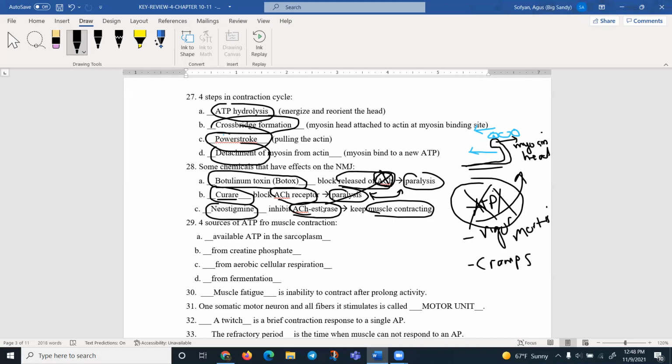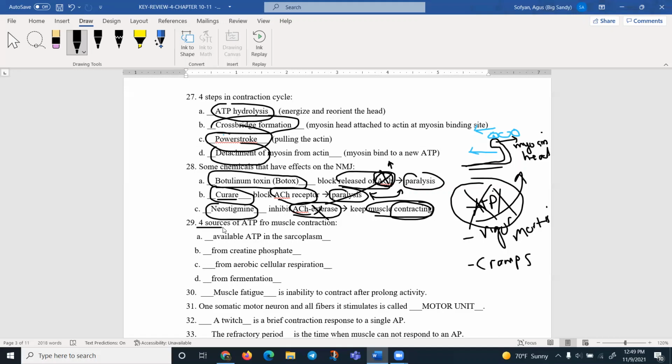If we don't have this acetylcholine esterase, then acetylcholine will keep increasing in the synapse, and it might cause tetanus, which is when the muscle keeps contracting, and it is dangerous too.